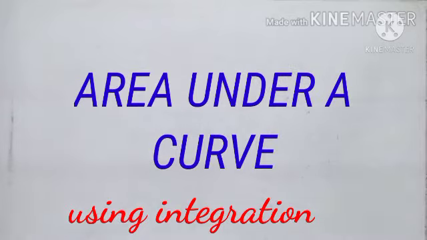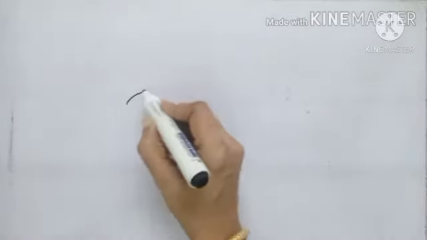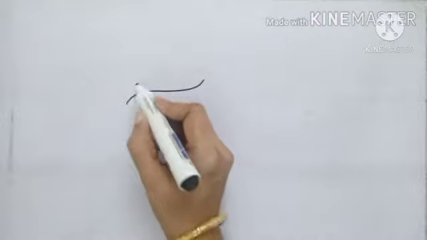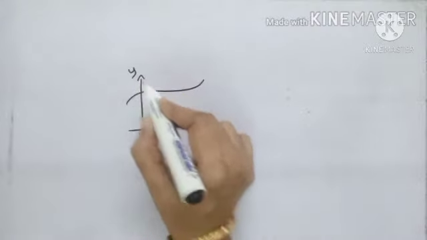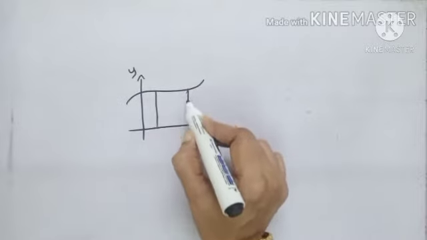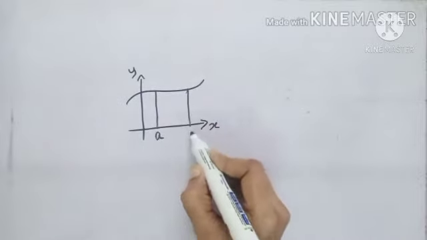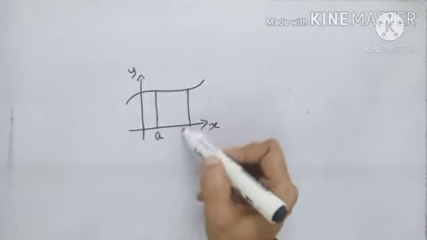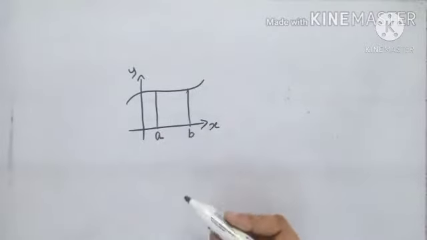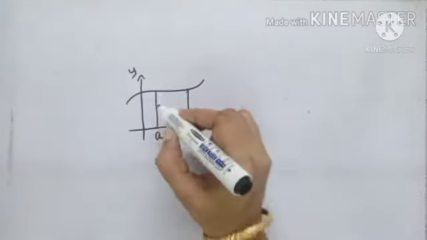Good morning, children. We are going to learn area under a curve. Suppose a curve is like this and we want to find the area between x-axis and y-axis. Say it is from A to B. I want this particular area. So to find out this, what should I do?